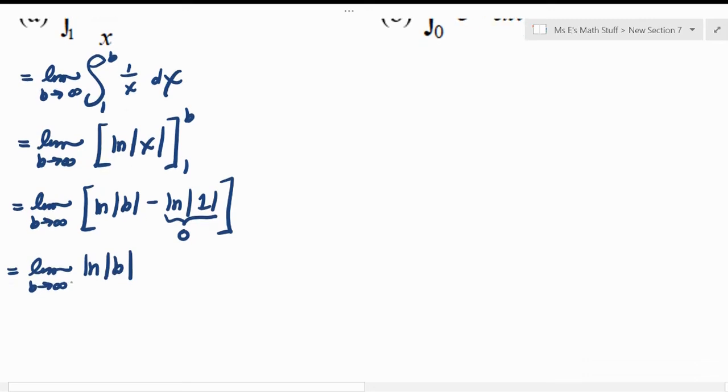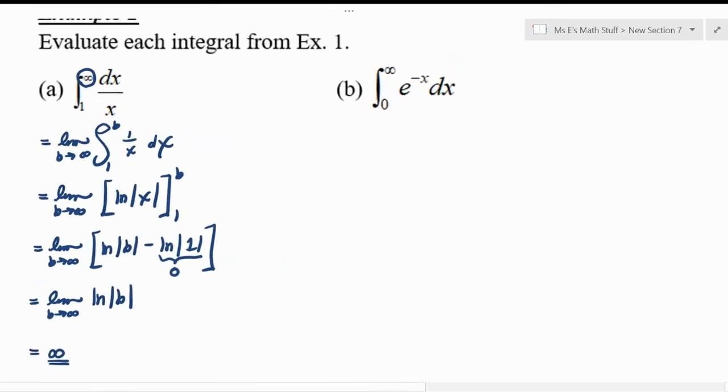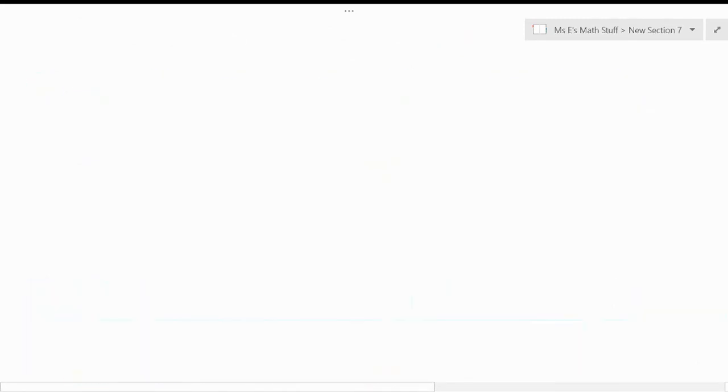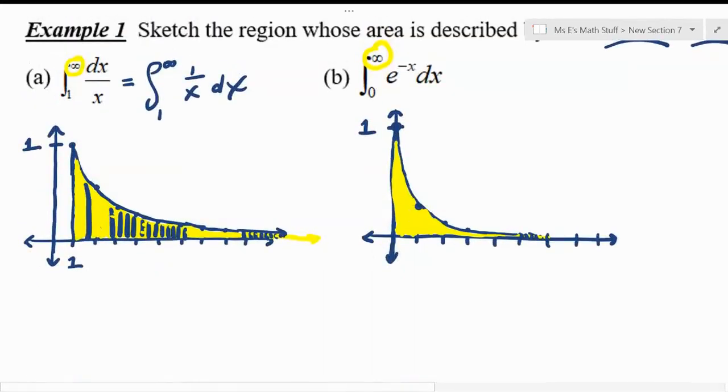Now let's see what happens if you let b approach infinity. The natural log of the absolute value of infinity. If you think about the natural log graph, as your input approaches infinity, your output also approaches infinity. So, my friends, this is the algebra work that it would take to show that the area of this unbounded region is infinite. So we'll say infinity units squared.